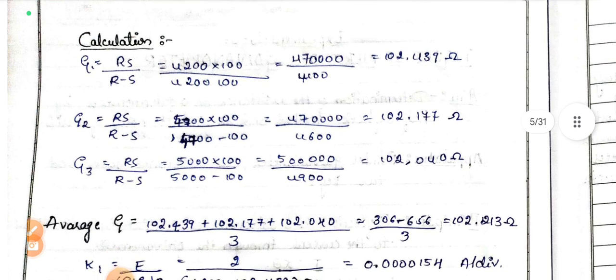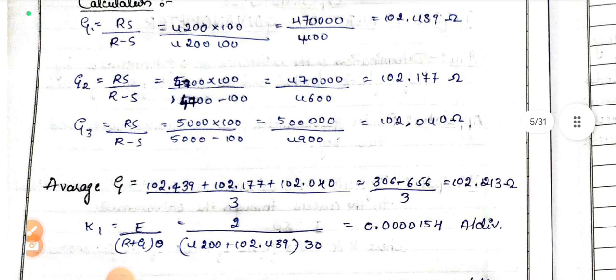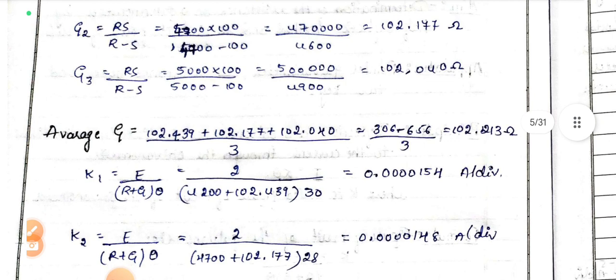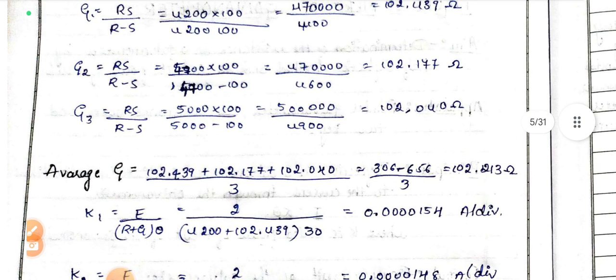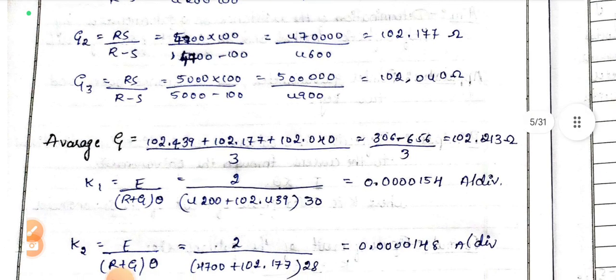G1 is R S divided by R minus S, and the corresponding answer. G2 is also R into S divided by R minus S. Those values are there in the table, and finally we get the result. G1, G2, G3 are calculated. Average G means 102.439 plus 102.177 plus 102.040 divided by 3. Adding all three and dividing by 3 we get 102.213 ohm.